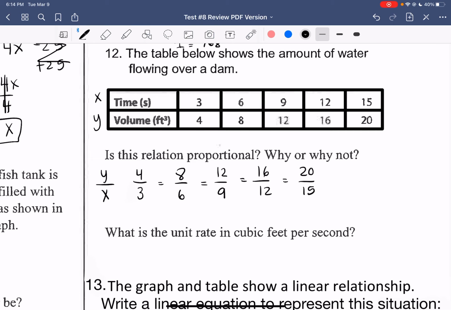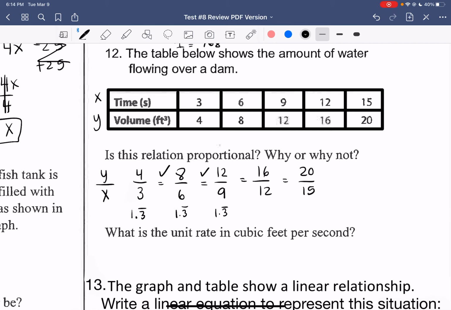So 4 divided by 3 is 1.3 repeating. And let's see if 8 divided by 6 is the same thing. So this is also 1.3 repeating, so we have those two. And then 12 divided by 9 is also 1.3 repeating, so those are also equal.